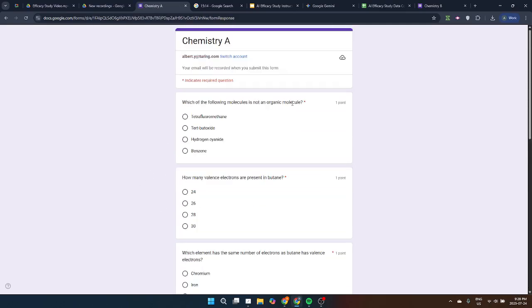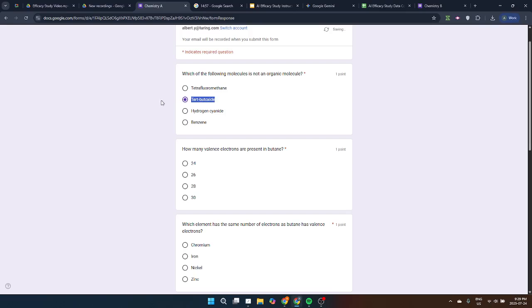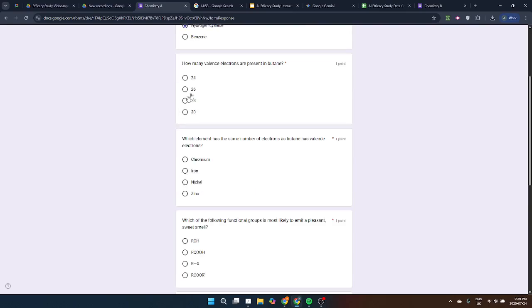Okay, not an organic molecule. Tetrafluoromethane, benzene, hydrogen cyanide. I think this is an exception, right? Cyanides are the exception to organic molecules. It could be butoxide, but I'm seeing bute, so I'm just going to put hydrogen cyanide.